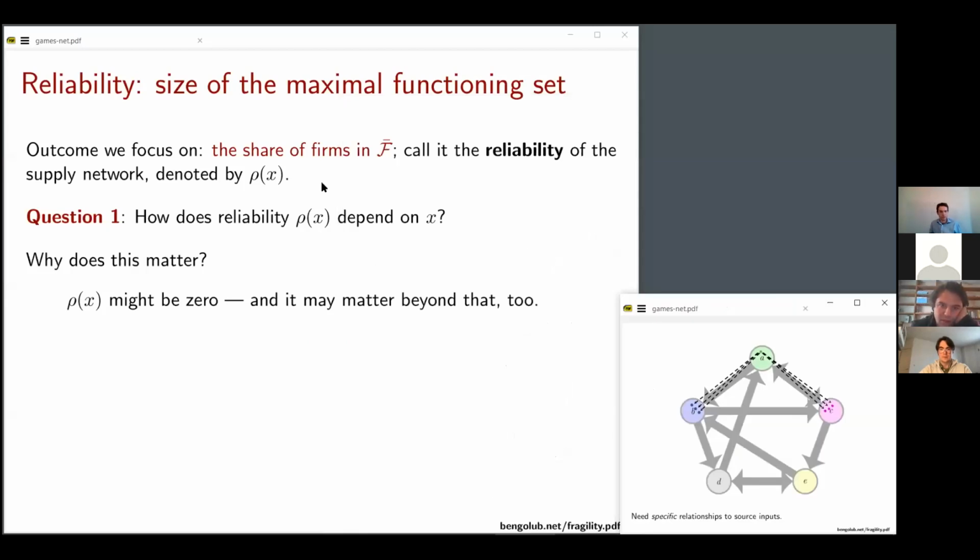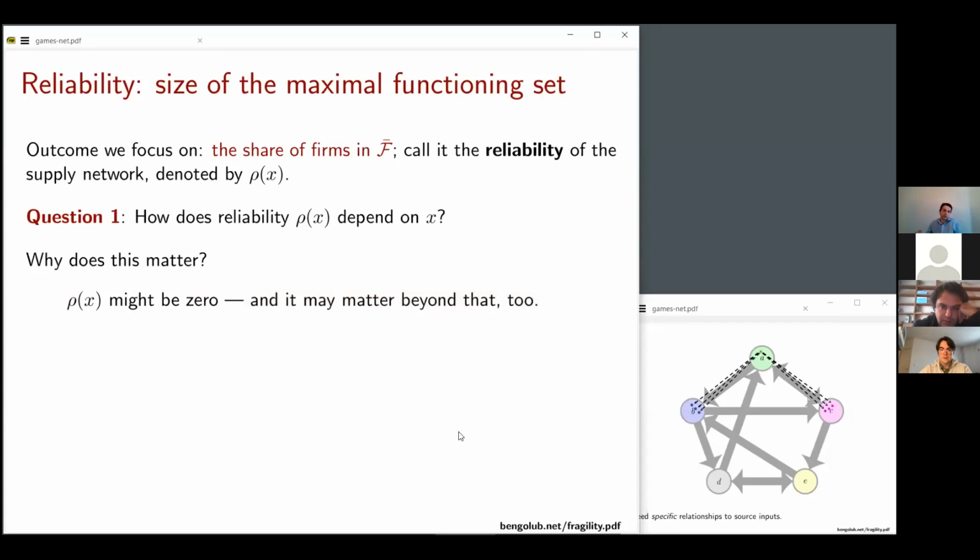But in the symmetric economy, one very convenient thing is we can study a one number summary of the functionality of the economy, the reliability, which is just, if you point to a random firm, what's the probability that it can produce? You can think of that as, this month, its supply chain is running. And why might that matter? Well, because it might be zero. It might be that no firms in your economy can produce, not for obvious reasons, but for subtle reasons. Of course, the quantitative thing might matter.